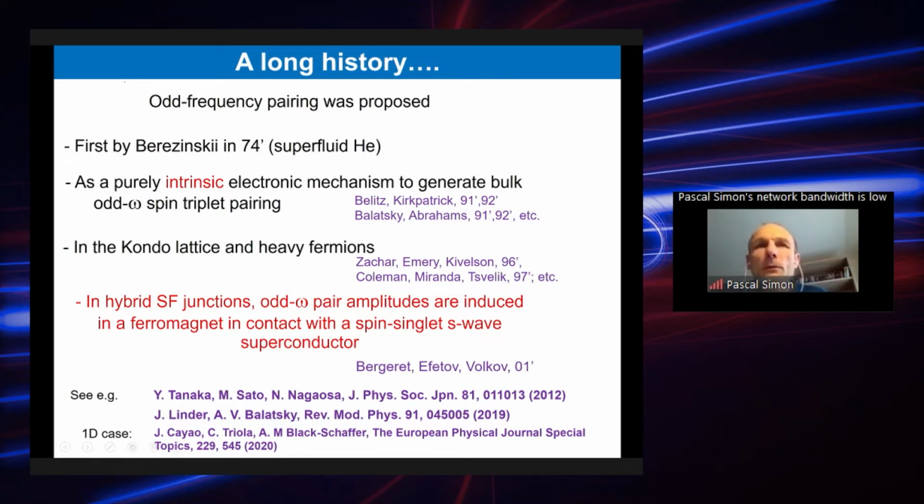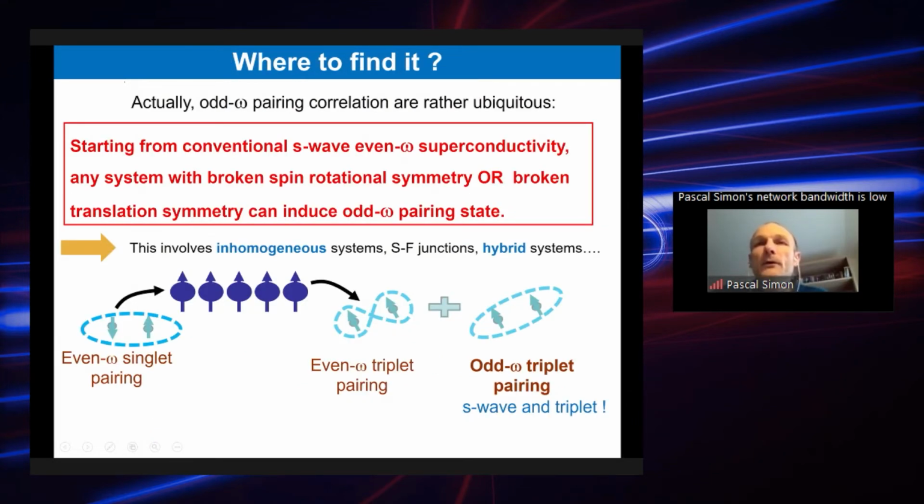And it was eventually realized that this odd frequency pairing turns out to be rather ubiquitous. As soon as you break spin rotational symmetry or even translation symmetry, so basically as soon as you have some proximity effect, you start with a standard Cooper pair of an even frequency BCS superconductor. In proximity of a ferromagnet, it will decompose into a mixture of some even frequency triplet pairing and some odd frequency triplet pairing.